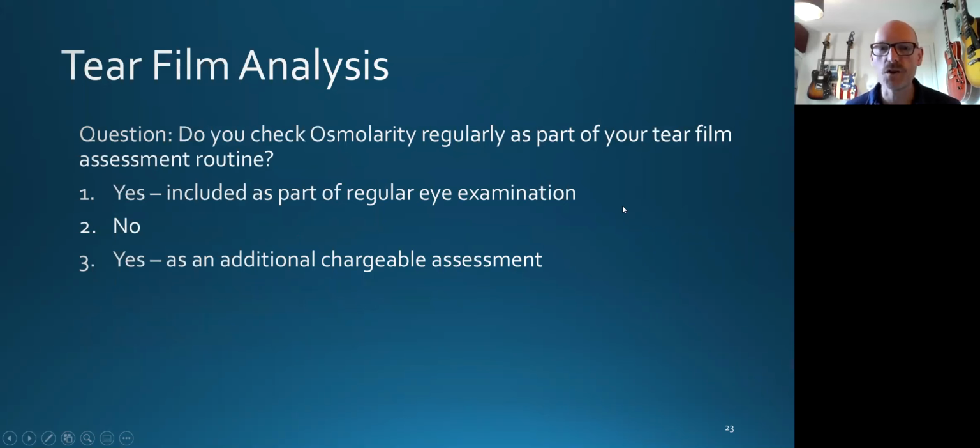Straight to another question. So that little group that we're using osmolarity, I'd like to find out a bit more about you. So do you check osmolarity regularly as part of your tear film assessment routine? Yes, you include it as part of your regular eye examination. No, you don't do it. Or the third option, which is yes, as an additional chargeable assessment. So tell us what you do with osmolarity.